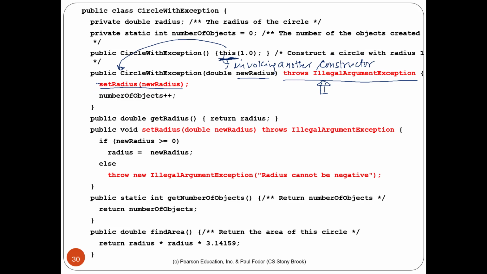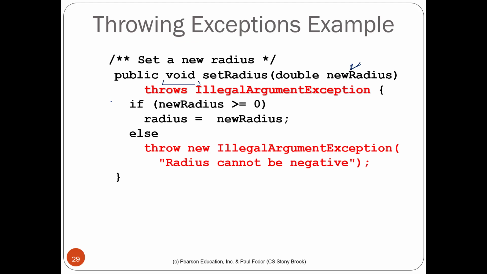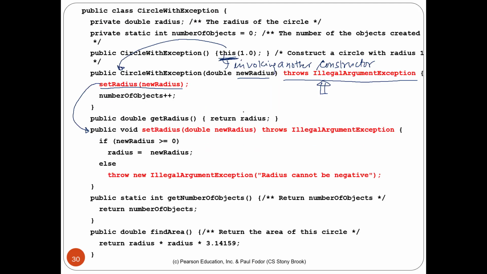What is this set radius method doing? Set radius method is the one that we saw in the previous slide. Set radius method is also a method that can throw illegal argument exception. That will happen if the radius is negative. If the radius is negative, then it will throw the illegal argument exception, and for that reason, because of the call to the set radius method in the second constructor, we can have an exception here, right? And that exception needs to be handled in the invoking method. So we haven't seen invoking method yet.